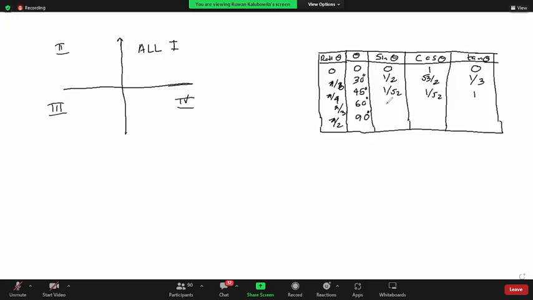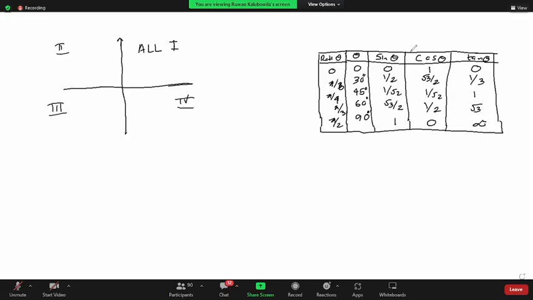Sine 60 is equal to root 3/2. Cos 60 is equal to half. And tan 60 is equal to root 3. And 90. Sine 90 or sine π/2 is equal to 1. Cos π/2 is equal to 0. And tan π/2 is undefined.